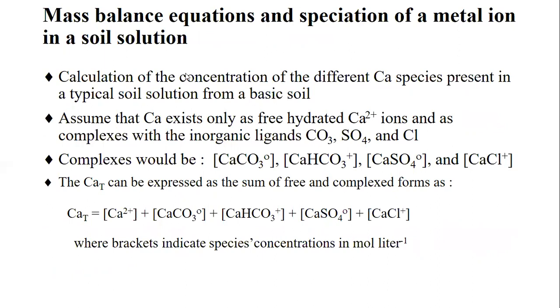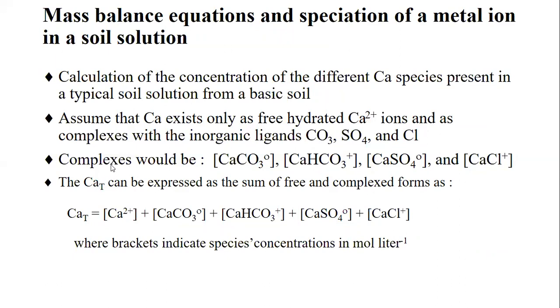So if we take calcium as an example, calculation of the concentration of the different calcium species present in a typical soil solution from a basic soil, calcareous soil like in Jordan. Assume that calcium exists only as free hydrated calcium ions and as complexes with the inorganic ligands carbonate, sulfate, chloride. Assume. This is to simplify things. Of course, it's never the case, but suppose we have the most important anions, carbonate, sulfate, chloride, that will combine or complex with calcium.